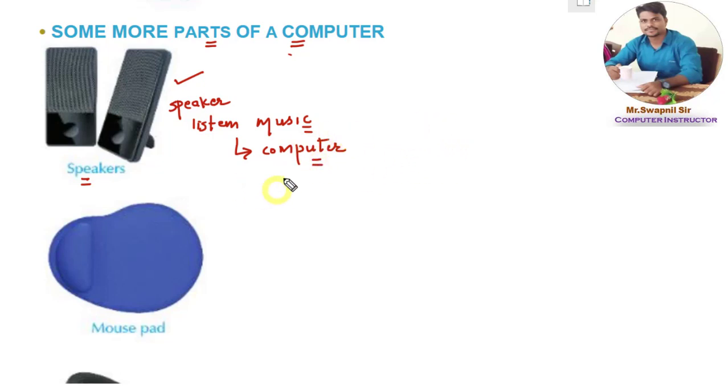Okay, now this is mouse pad. This picture is mouse pad. It is special seat for your mouse. Okay, and it helps to move the mouse better. Okay, here mouse works properly. So this is mouse pad and it is special seat of your mouse.